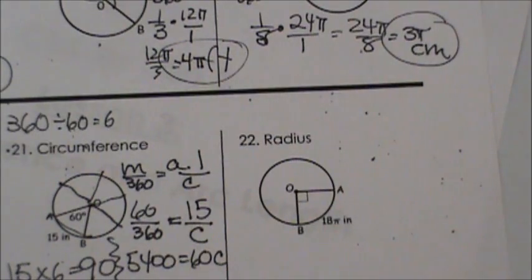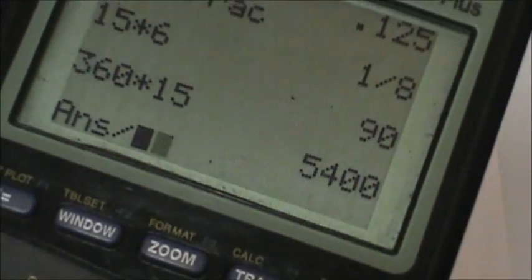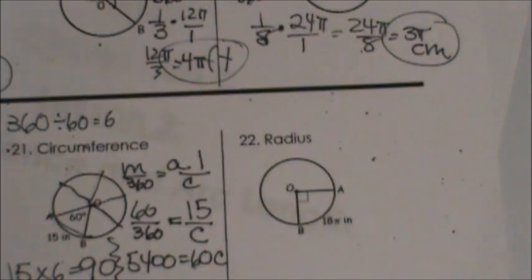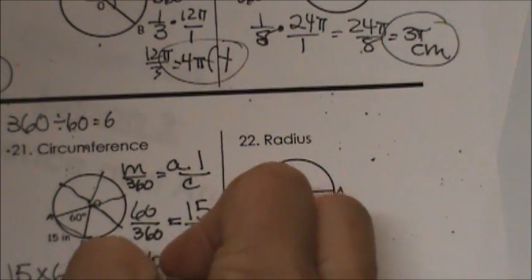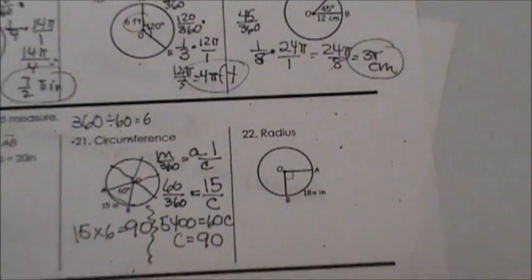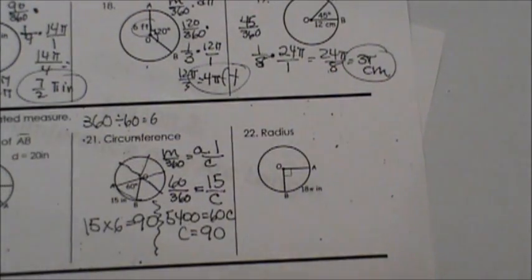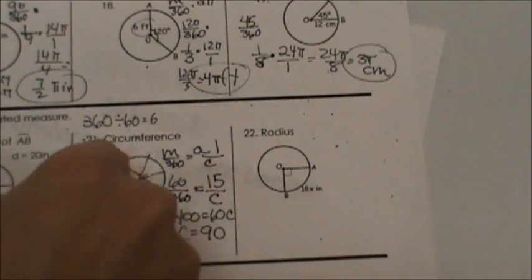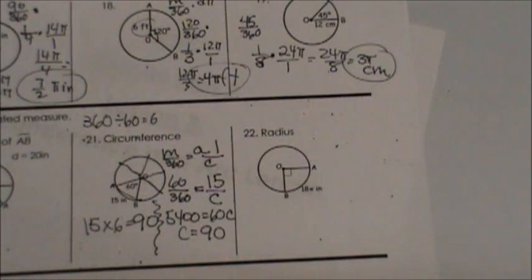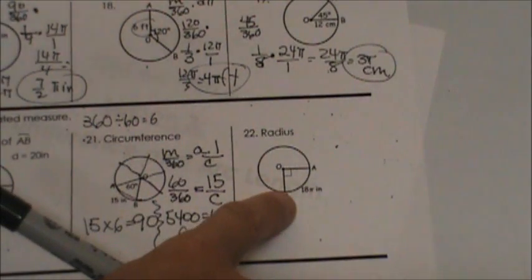So now I'm just going to divide both sides by 60. So divided by 60, and I get 90. Same answer, right? So C is 90. I got the same answer using either method. So it's really up to you how you want to think about that. Can you think logically with number sense, or do you need to stick with a formula? Choose your poison there.